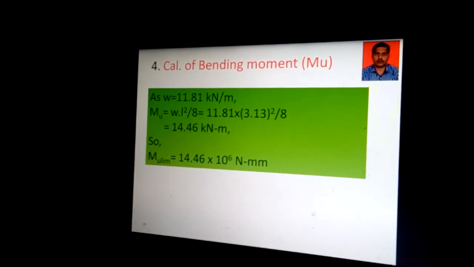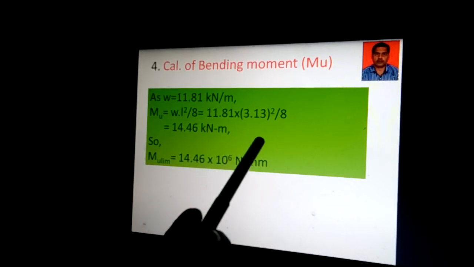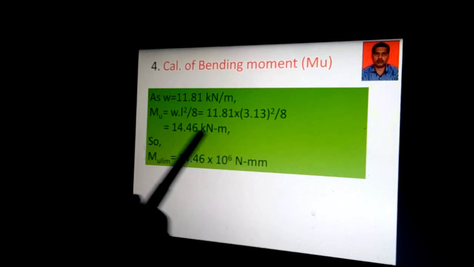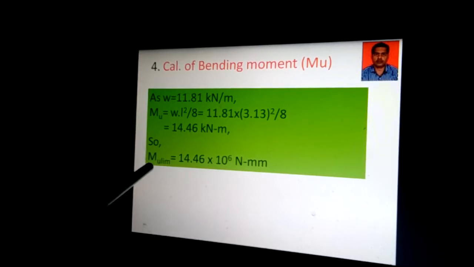With this we can now calculate the bending moment for this beam, for this one-way slab. The Mu, that is the ultimate moment value, is calculated as for a simply supported beam, W L square by 8, so 11.81 into 3.13 square divided by 8, this comes to 14.46 kilonewton meter. So the value of Mu lim, as required for SP16 table C, page number 10, would be taken directly as 14.46 into 10^6 Newton millimeter.